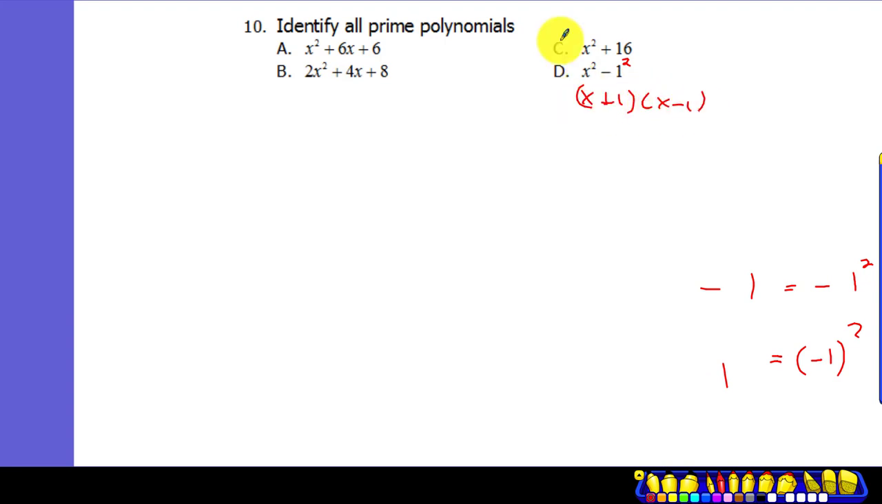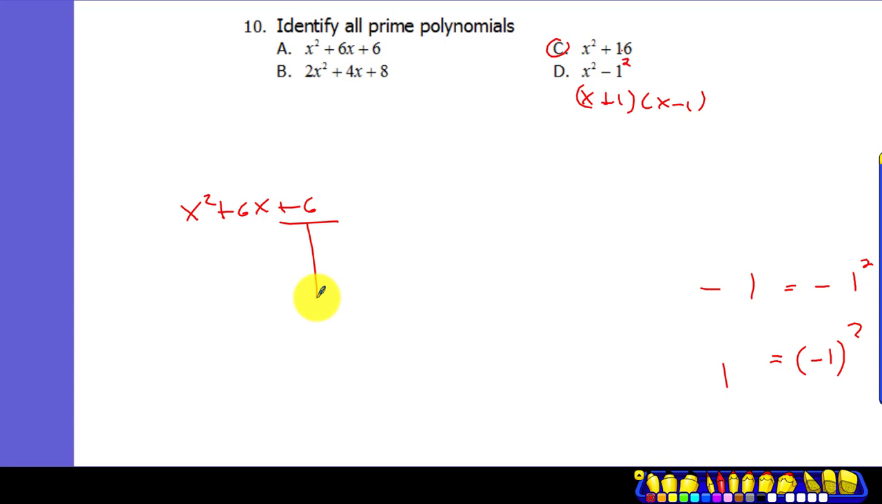This one we cannot factor this one. Okay, we have two terms. There's no GCF. I can't use DOS. Why? Because that's a plus sign. Okay, so we can apply DOS. I can't use trinomial because I have two terms. Okay, what else? Let's try A. So x squared plus 6x plus 6.